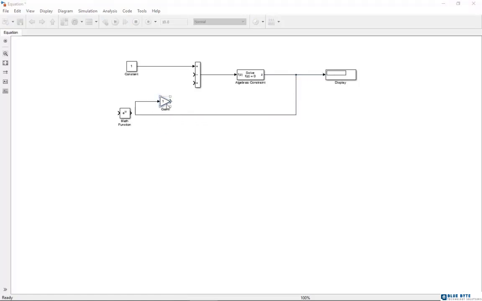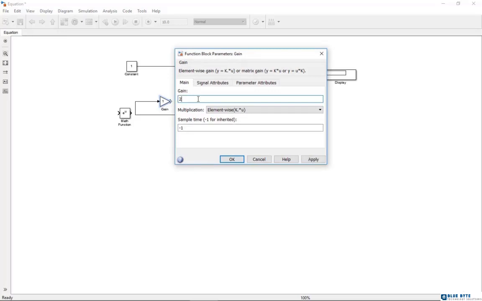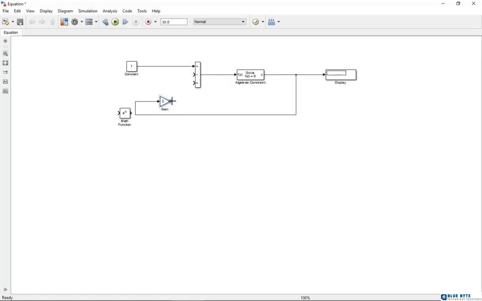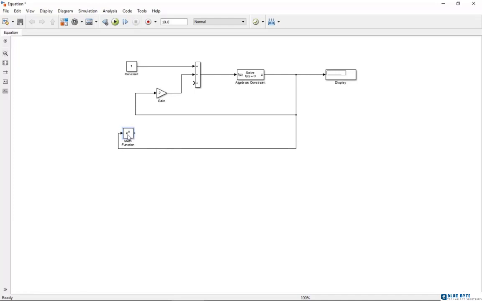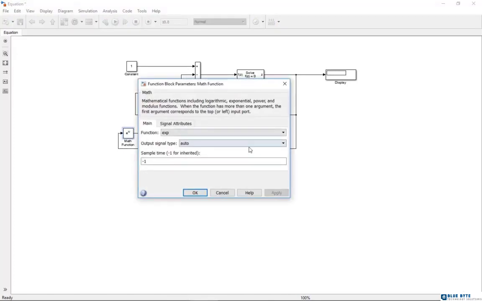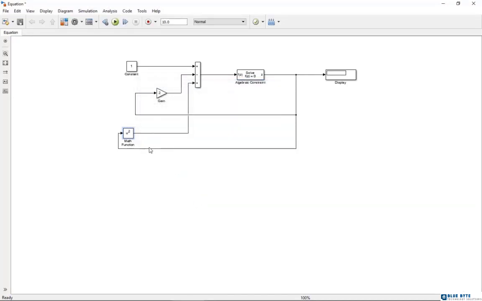In order to generate the 2x, I transfer the signal from here to the gain input. I set its gain to 2, its sign is minus, then I connect it here. Now I should just show the x to the power 2. So I get a feedback from x. In the math function block, I set the function to square. Here it is, I choose it. So we generate the x to the power of 2 with this block.